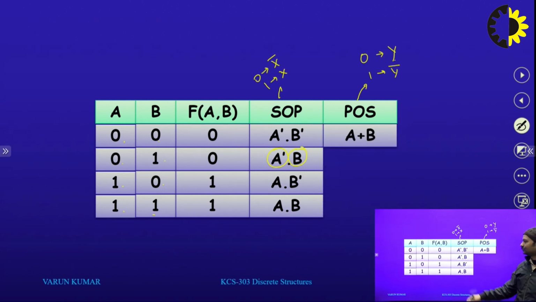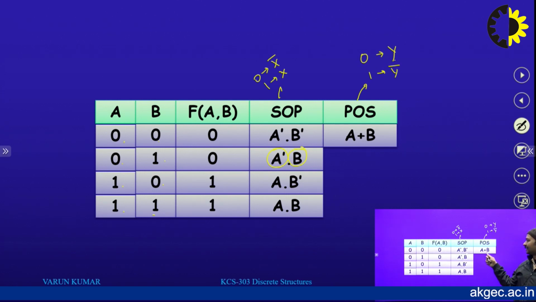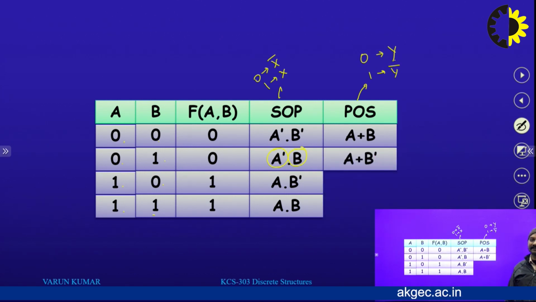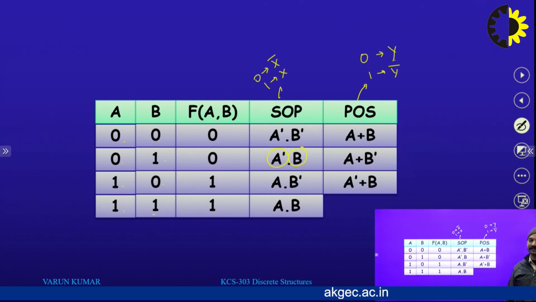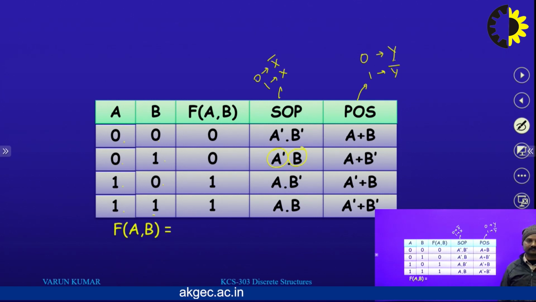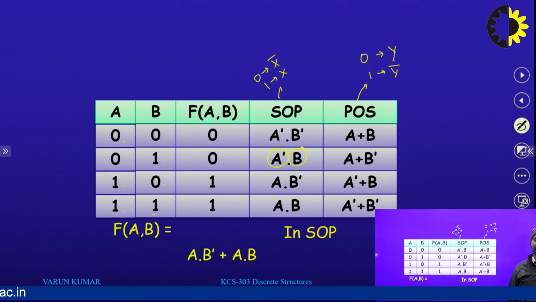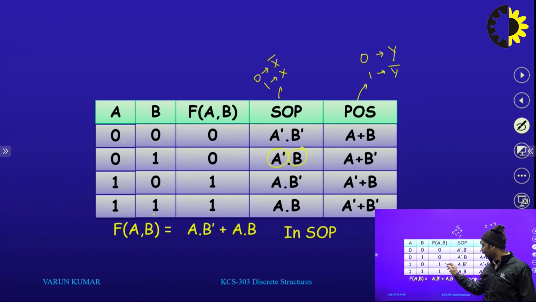It means literal: A plus B, then A plus B bar, then A bar plus B, and similarly A bar plus B bar. Then we can write our function in SOP and POS as well as both. Like in SOP, we write how many ones come here and here, that is sum of products. These are the products, and we provide the sum of products for how many ones come in our function.